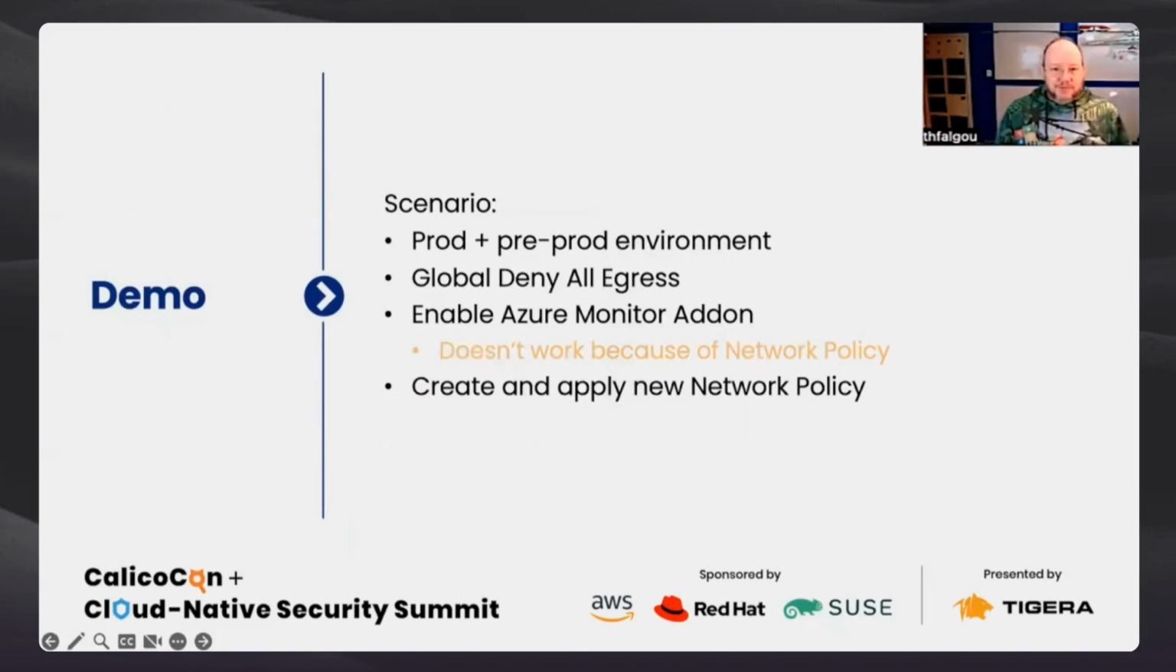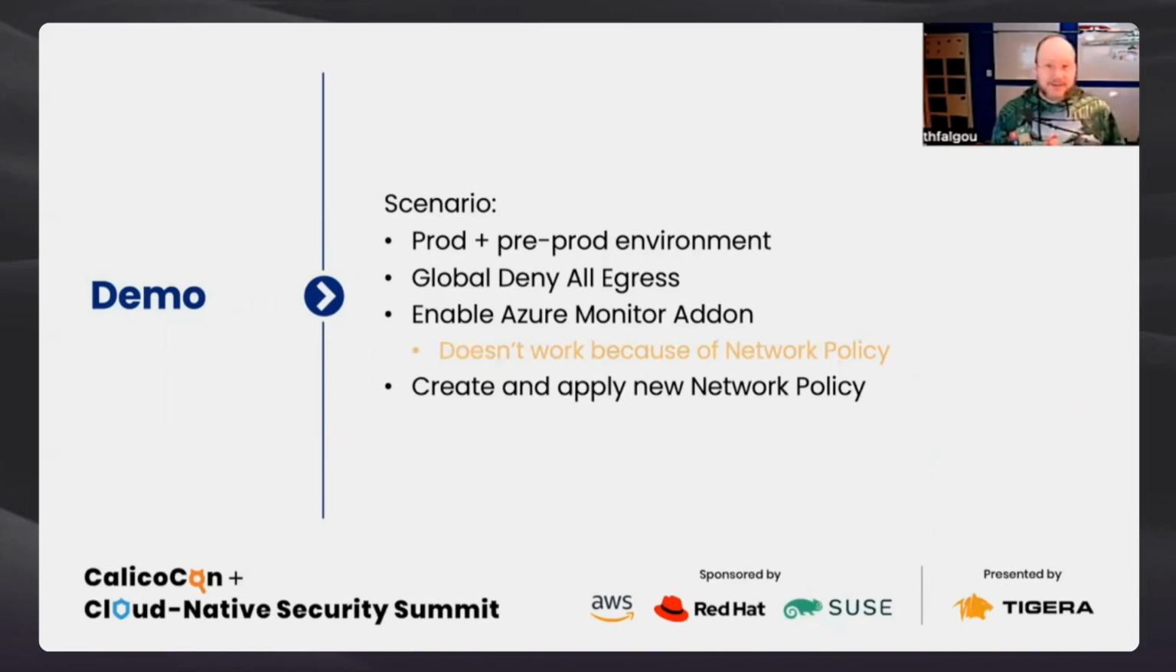All right. So let's take a lot of what Steve has talked about and see this in a demo. The scenario we're going to walk through is that we have two environments, one production and one pre-production. This could be your staging. And what we want to do is have control over what traffic leaves the cluster. And now we've got this request from our boss to enable the Azure AKS Monitor add-on.